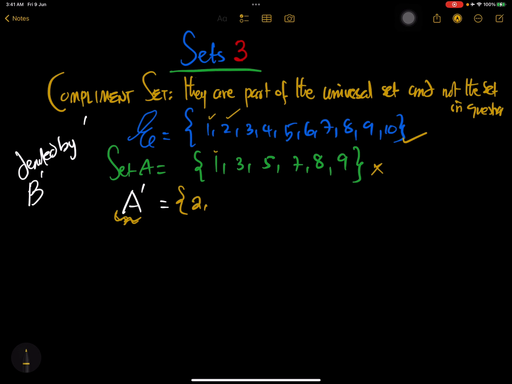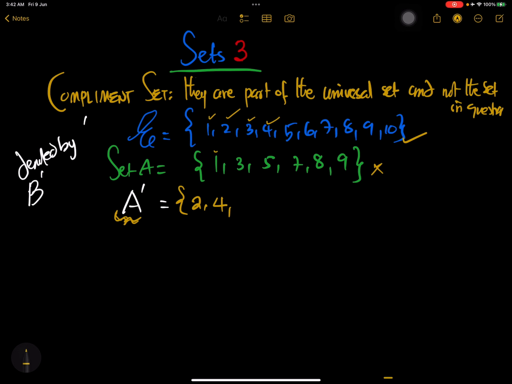The next number in the universal set is three. It is also in set A. The next one is four. It is not in set A. So four also becomes a complement. The next number is five. Five is already in set A. Six is not. So six becomes a complement.